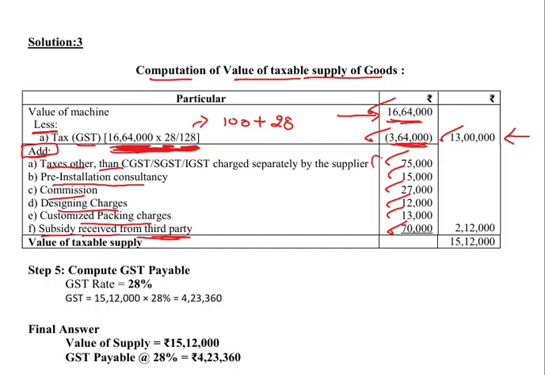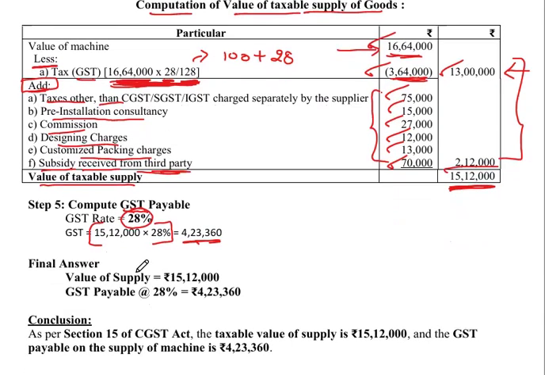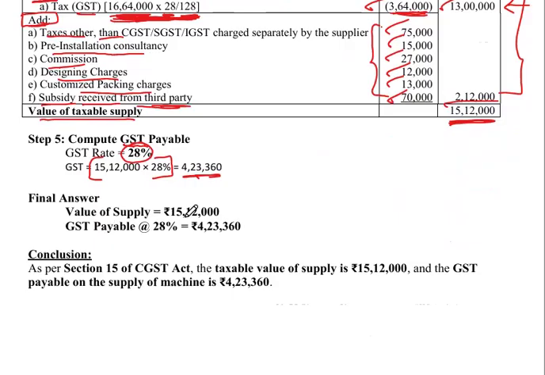Therefore, the total amount to be included is 2,12,000. Adding these two things, we will get 15,12,000. That is the value of taxable supply, right? In that, we need to calculate the GST. What is the GST rate? 28%. So 15,12,000 into 28% will be 4,23,360, the GST amount. Okay, the value of supply is 15,12,000. That is the final answer.